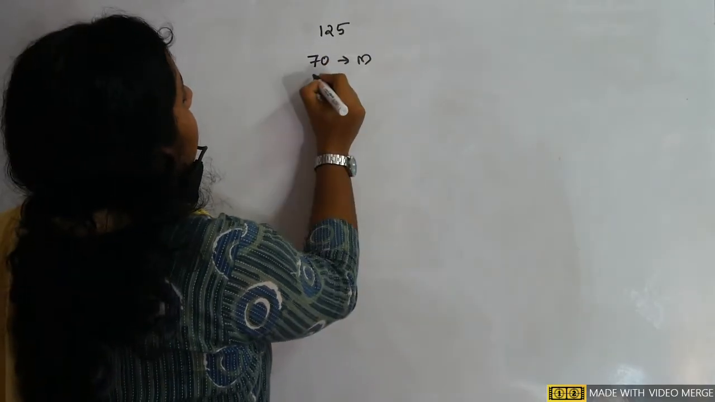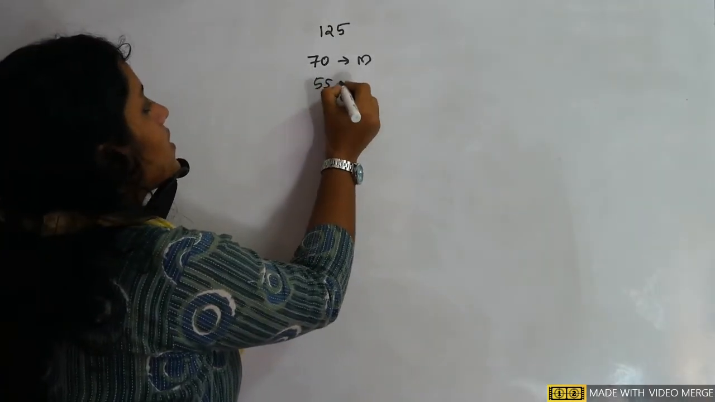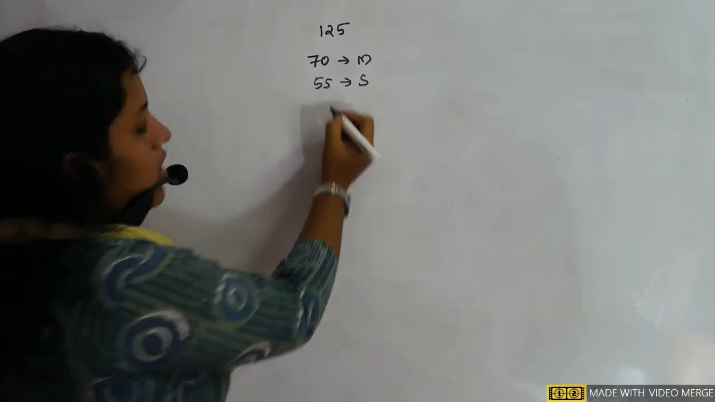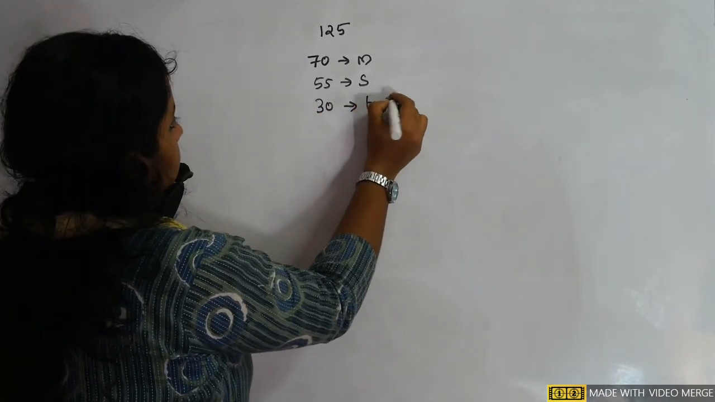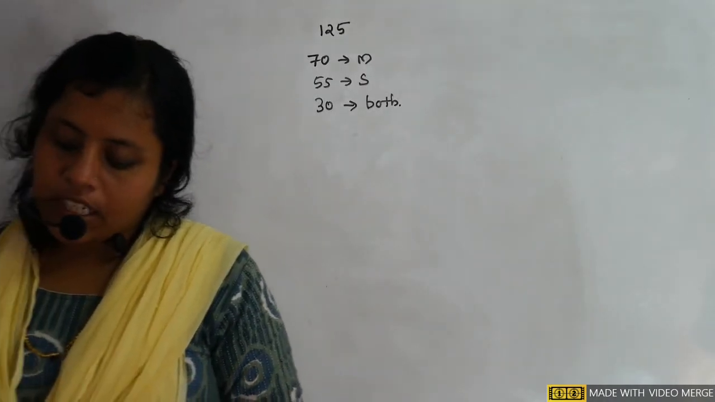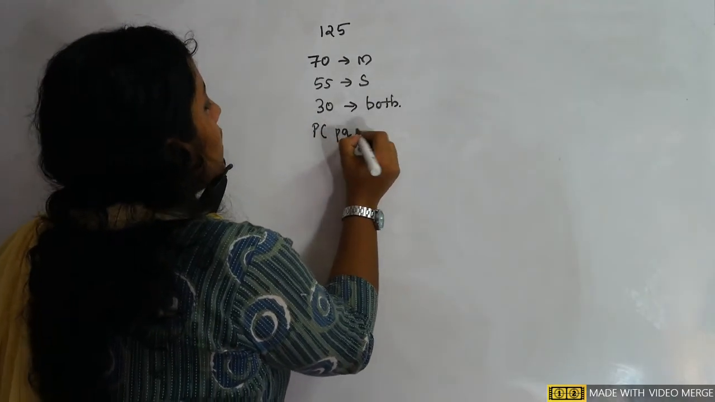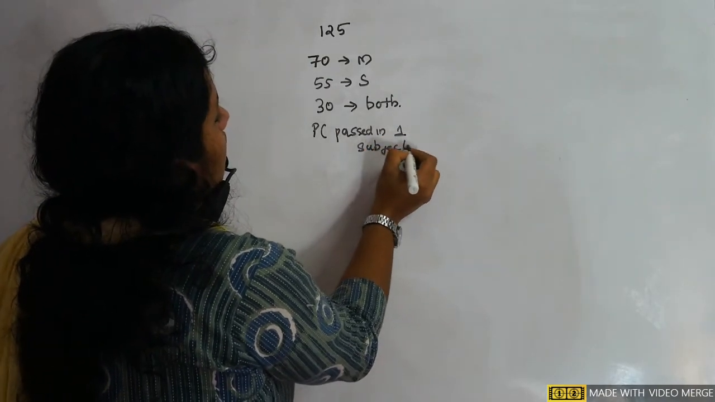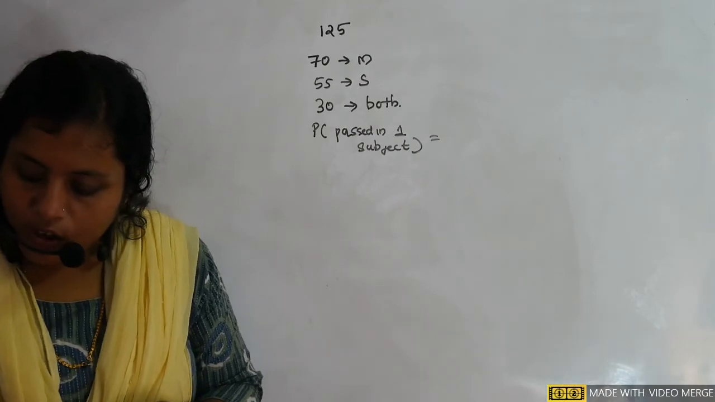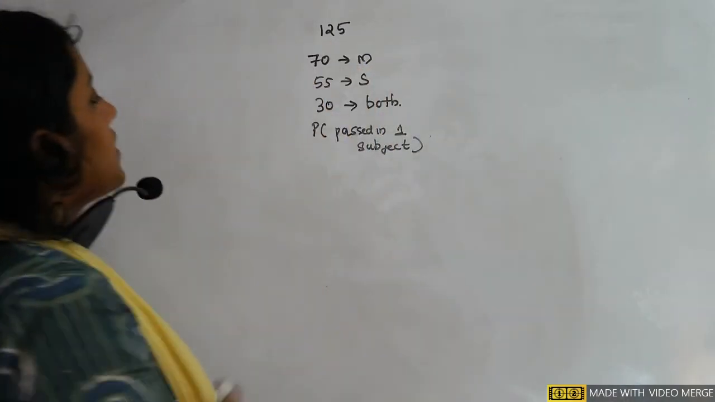70 passed in mathematics, 55 passed in statistics, and 30 passed in both. What is the probability that a student selected at random from the class has passed in only one subject? So we need the probability of students who passed in exactly one subject, right? They are asking only one subject, so that means exactly one subject. So let's see how we can do this.